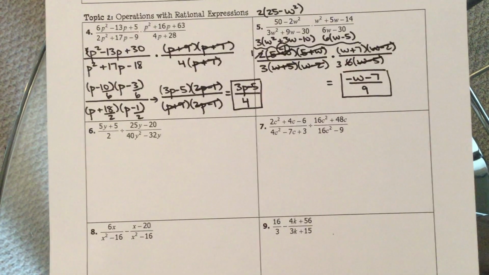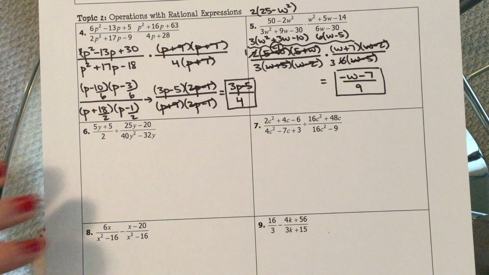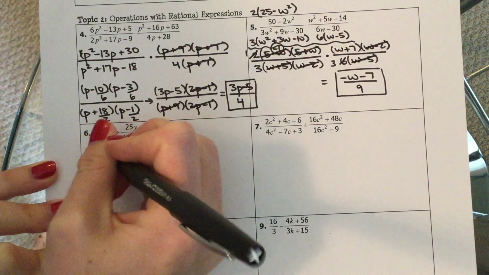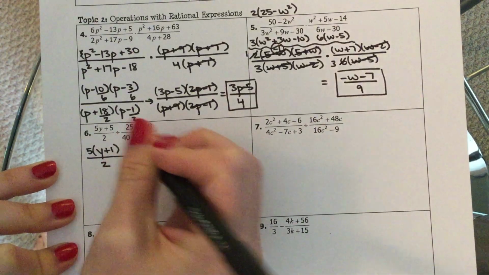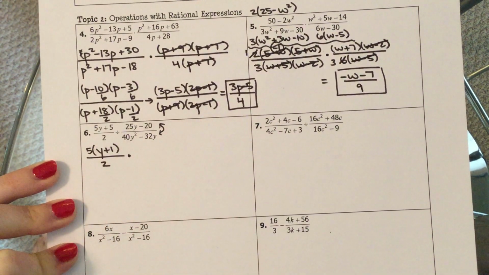Okay, number 6, this one is division. So with division, you flip and multiply by the reciprocal. We also are going to have some factoring that we need to do. So the 5y plus 5, we can factor out a 5, like that. The 2 is just a 2, and then we flip and multiply. So here we're multiplying by the reciprocal.